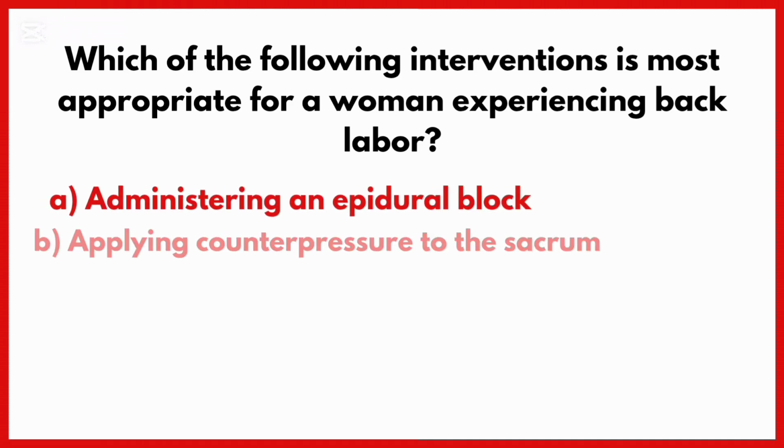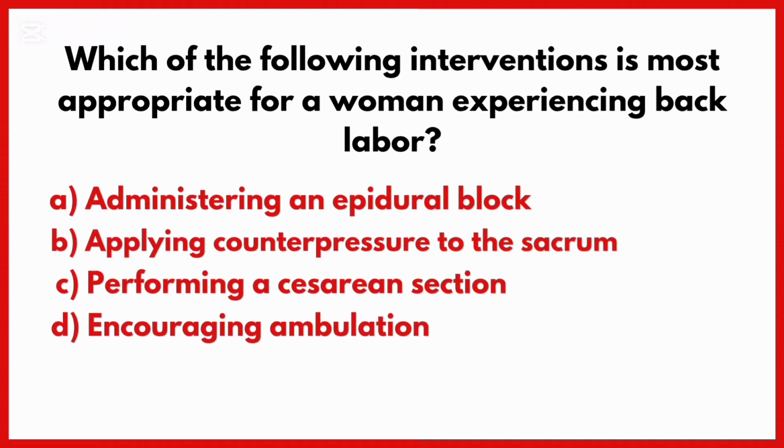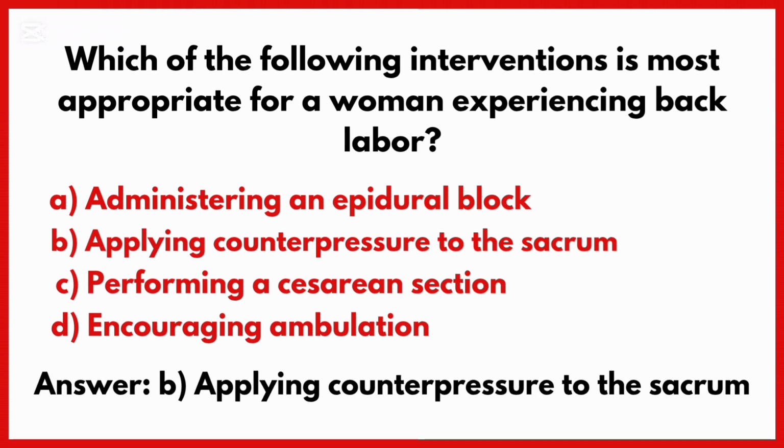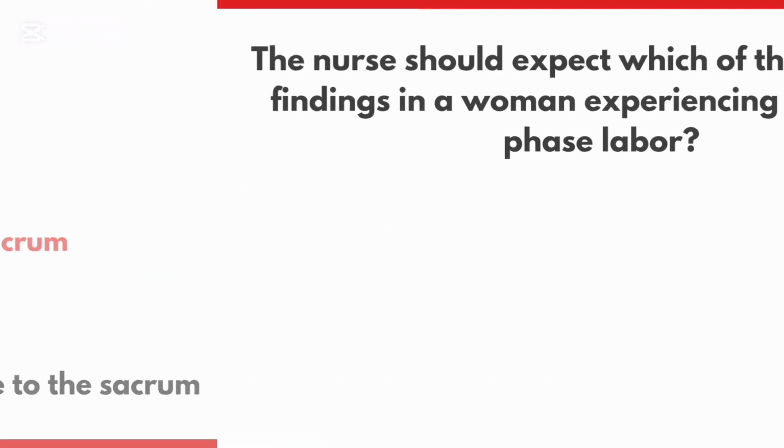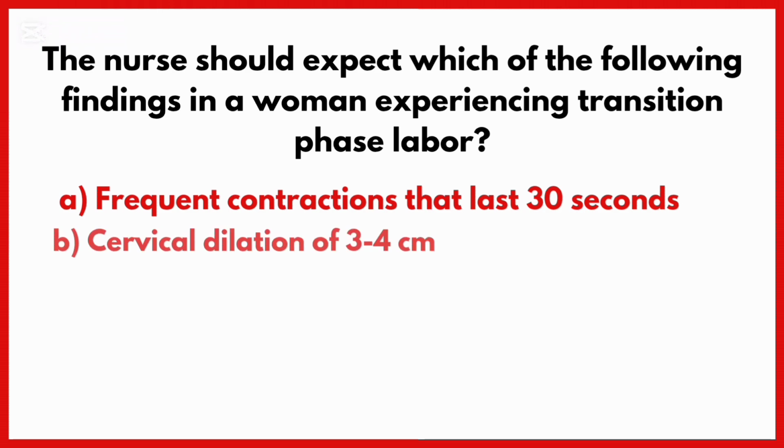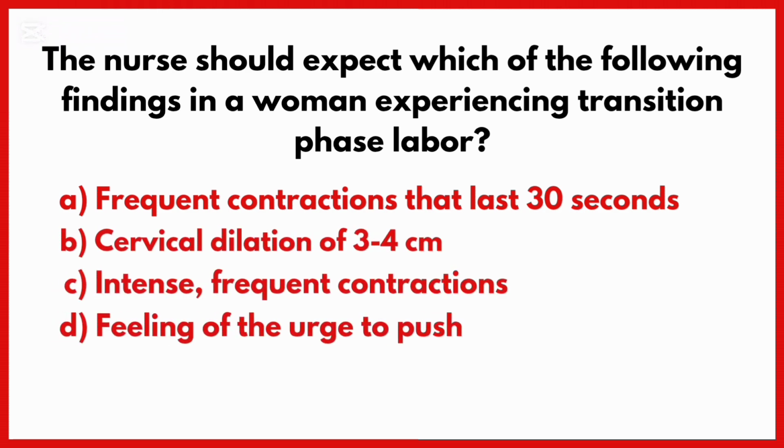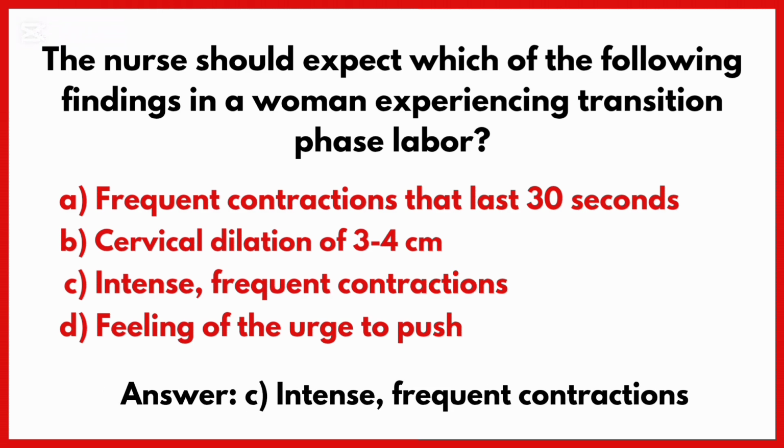Which of the following interventions is most appropriate for a woman experiencing back labor? Correct answer is option B, applying counter pressure to the sacrum. The nurse should expect which of the following findings in a woman experiencing transition phase labor? Correct answer is option C, intense frequent contractions.